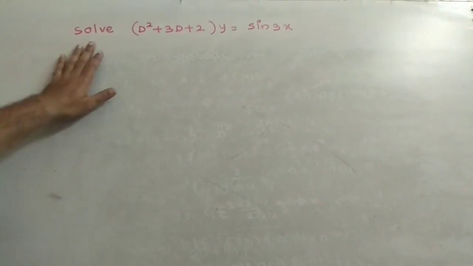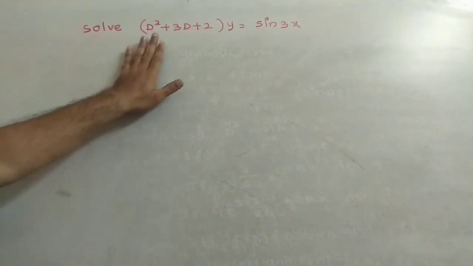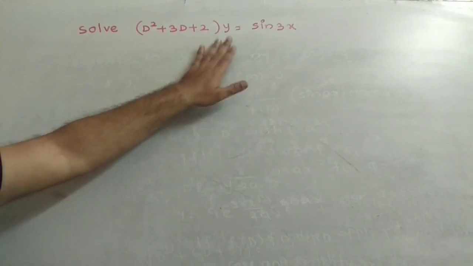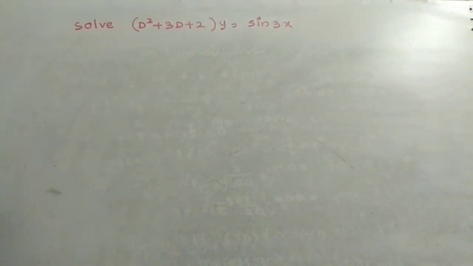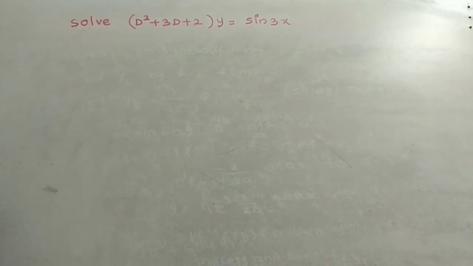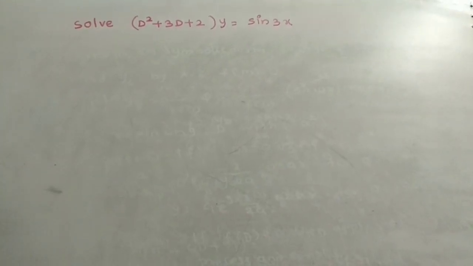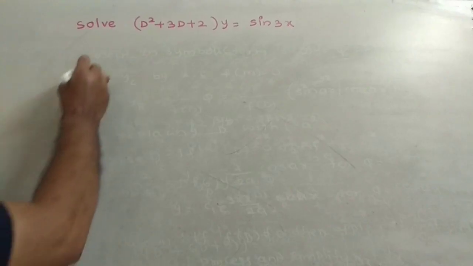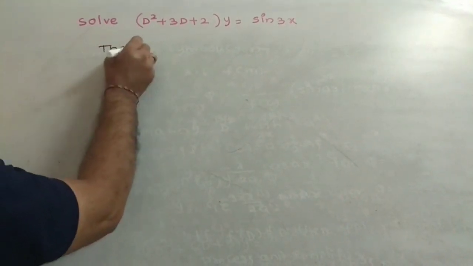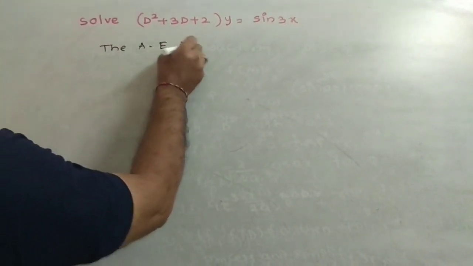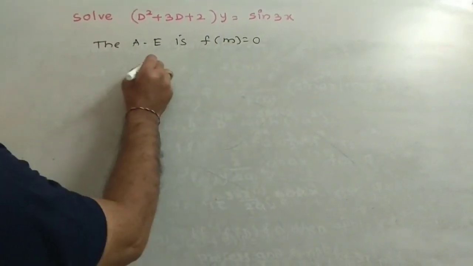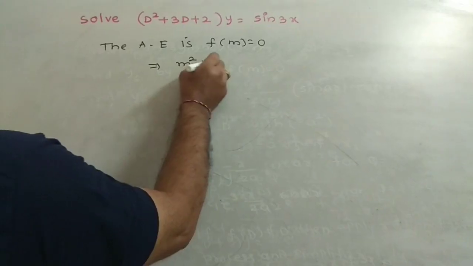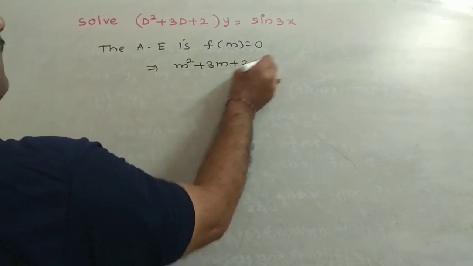Now let us have a problem. Solve D square plus 3D plus 2 of y equal to sin 3x. Look at the right side, it is looking like sin ax type. So in order to get your solution, the first thing is write down directly the auxiliary equation. So what is the auxiliary equation? F of m equal to 0. Directly I am just writing m square plus 3m plus 2 equal to 0.